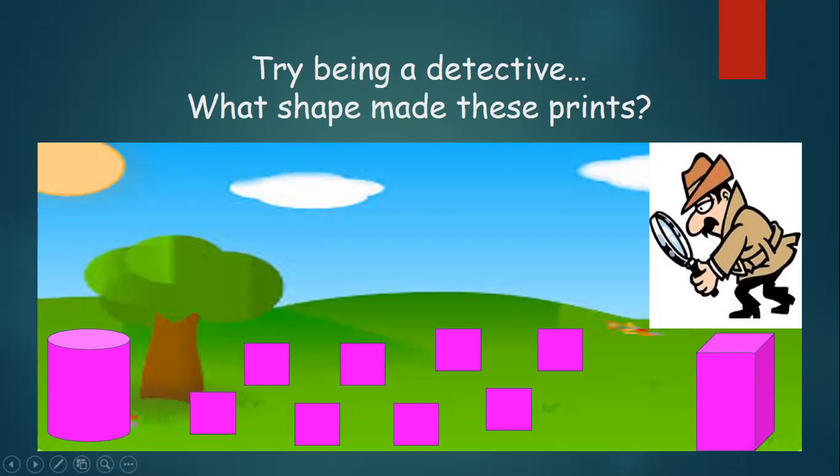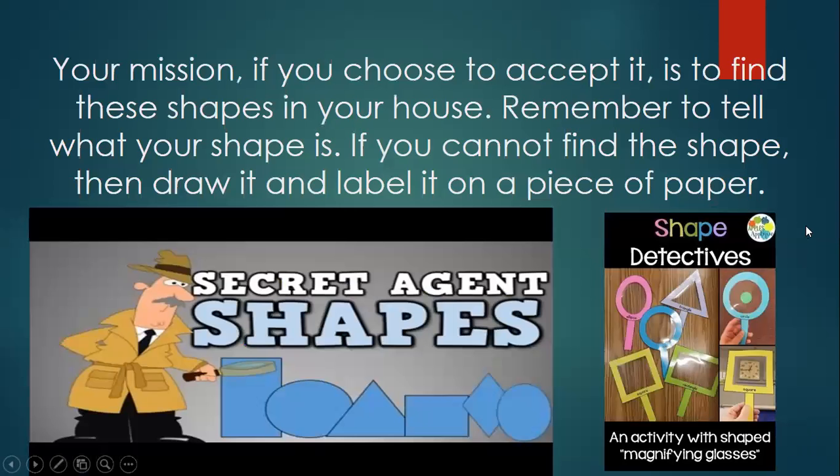All right, we're going to try being a detective again. What shape made these prints? We have our cylinder and our rectangular prism. And look, you can see little squares. Which shape has little squares? Yes, your rectangular prism has little squares.